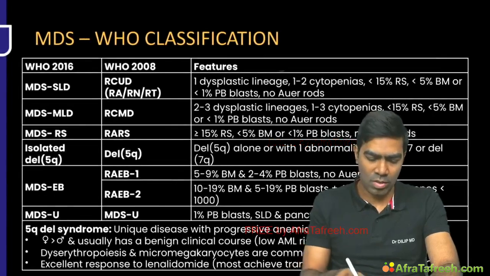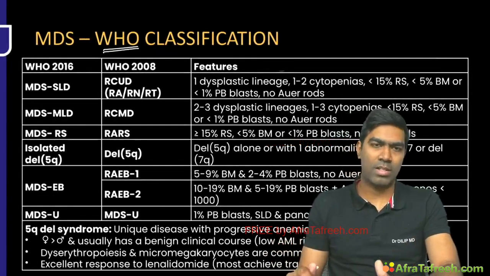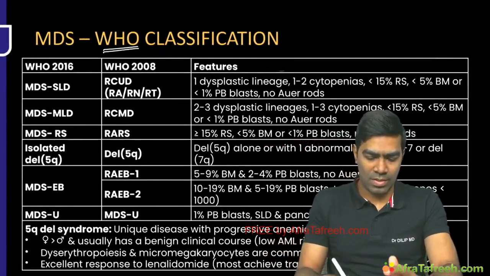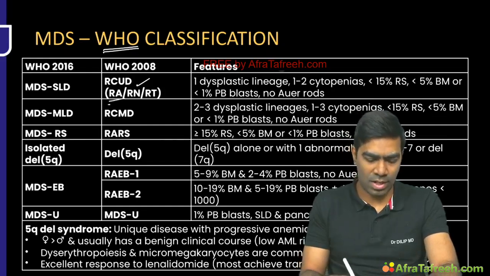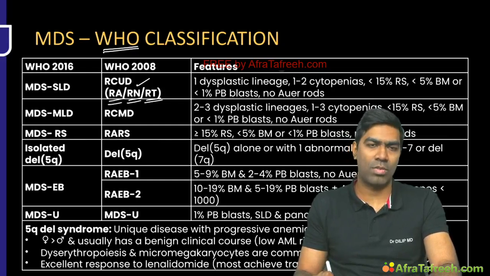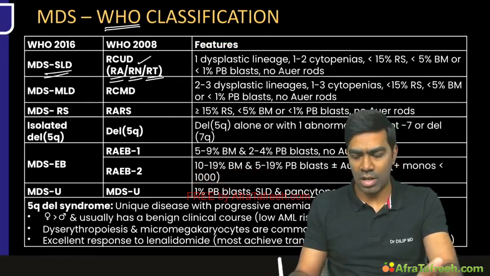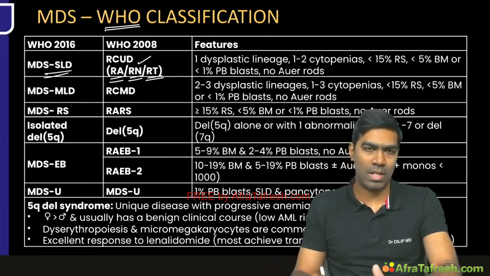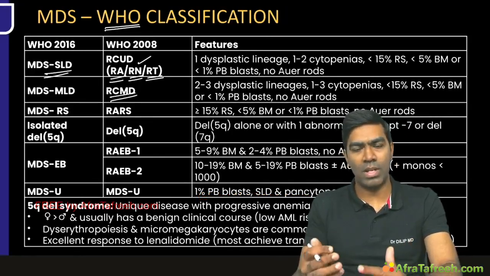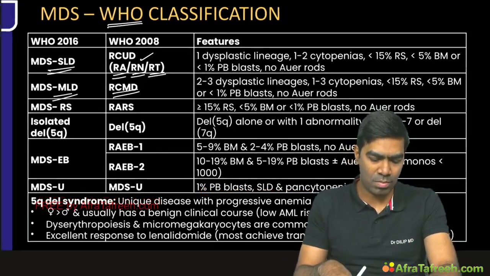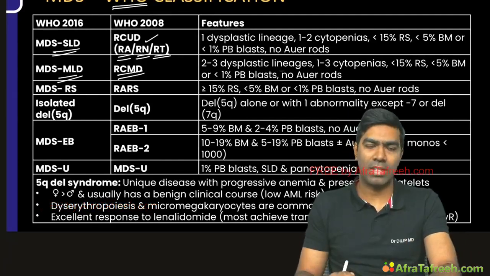But before that, let us look at the WHO updated classification of myelodysplastic syndromes. The old classification used some terminologies like refractory cytopenia of undetermined significance, refractory anemia, refractory neutropenia, refractory thrombocytopenia. All these have been put currently under an umbrella term called MDS with single lineage dysplasia. And then we had an old term called refractory cytopenia with multilineage dysplasia. All this has been put under a single umbrella term called myelodysplastic syndrome with multilineage dysplasia.